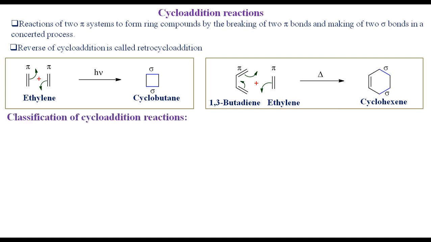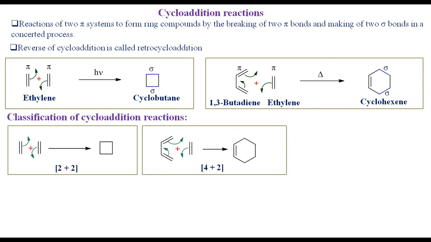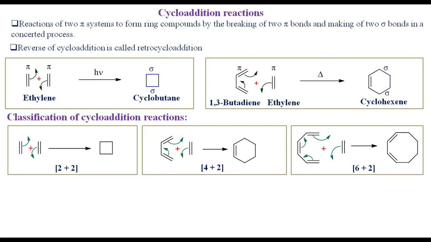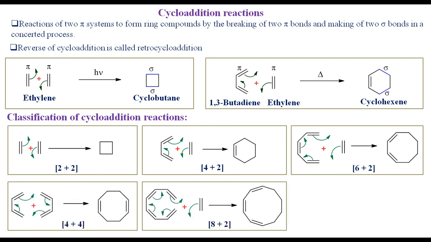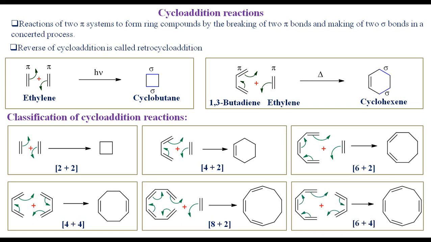Based on the number of pi electrons of the reacting species involved during the reaction, cycloaddition reactions have been classified as 2 plus 2, 4 plus 2, 6 plus 2, 4 plus 4, 8 plus 2, 6 plus 4, etc. Now we will learn two terminologies which will be used for the derivation of Woodward-Hoffmann selection rules for cycloaddition reactions.